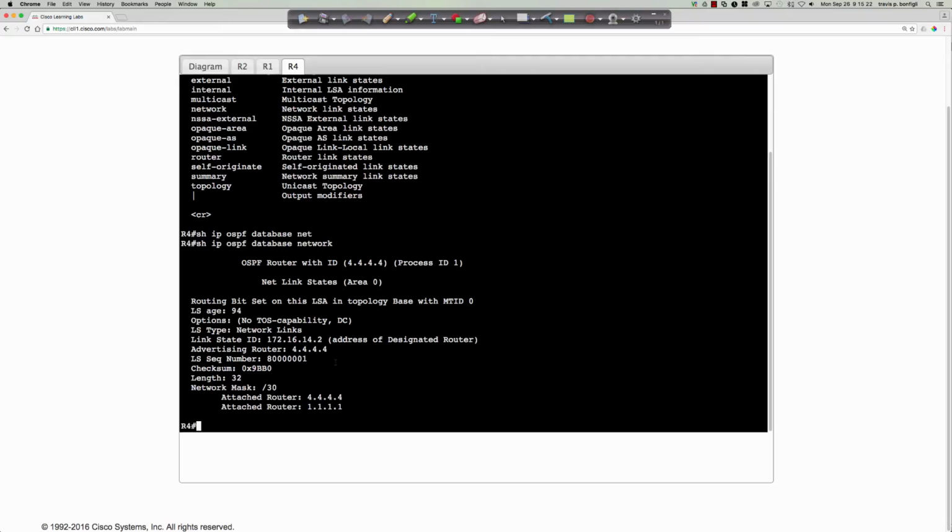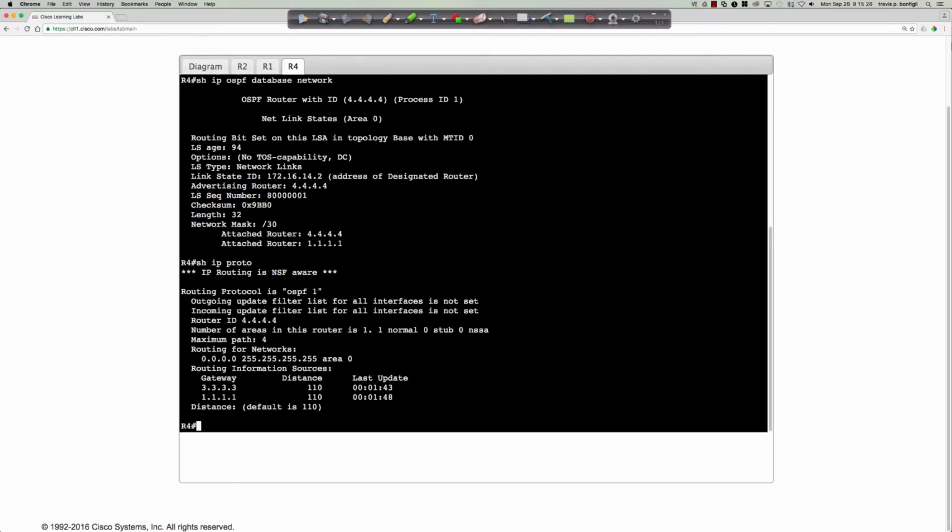So we're on router 4. If I was to say show IP protocols, we can see, where are we at here? Show IP protocols. You can see that we are routing for those networks in area 0. We've got some gateway information, and this was not the command I was thinking of. I'm thinking of show IP OSPF.